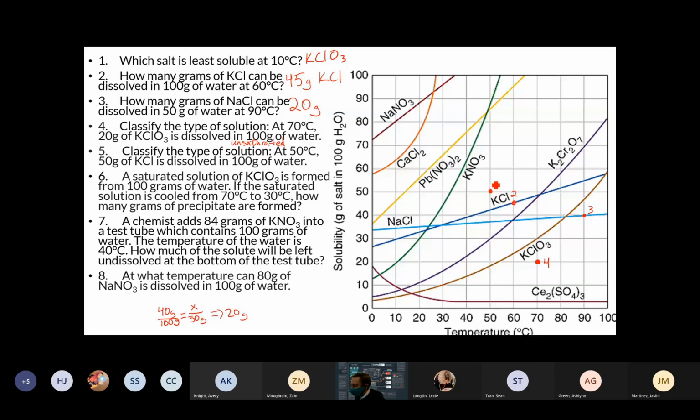Number 6. A saturated solution of KClO3 is formed from 100 grams of water. Well, that's good because we have 100 grams over here. If the saturated solution is cooled from 70 degrees to 30 degrees, how many grams of precipitate are formed? Precipitate is going to be the leftover solute that is not dissolved. It comes out of our solution. So it's KClO3, and it started at 70 degrees, so I'm going to draw a dot at the starting point. And then it's cooled to 30 degrees, so it goes down to here.